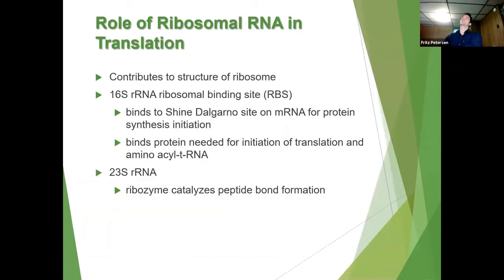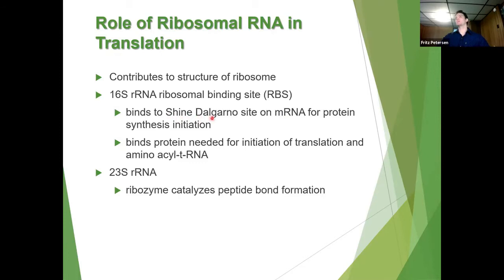So what is the role of ribosomal RNA in translation? Ribosomal RNA constitutes the structure of the ribosome. And then we're also going to talk about what the 16S rRNA function is specifically. It binds the Shine-Dalgarno site on mRNA for protein synthesis initiation, and it also binds proteins needed for the initiation and translation of aminoacyl-tRNA.